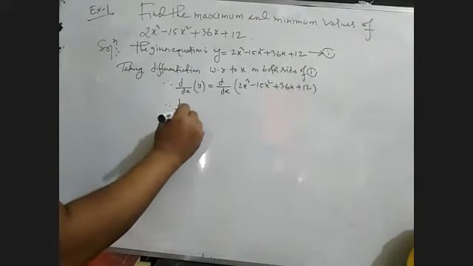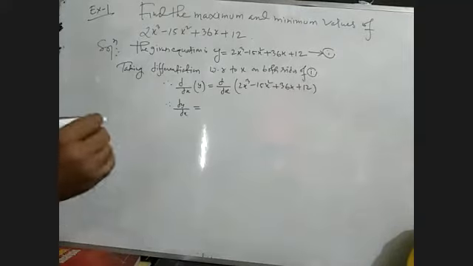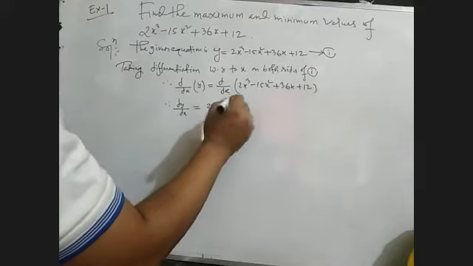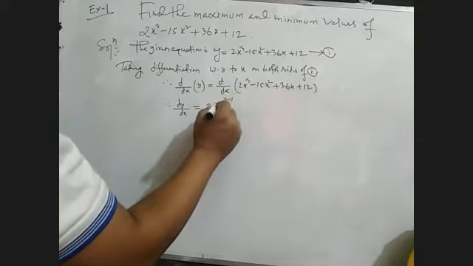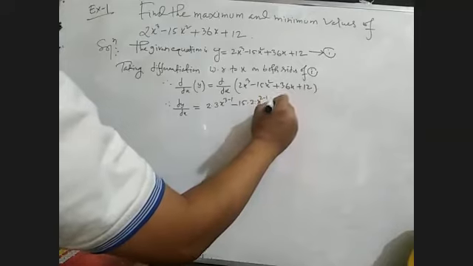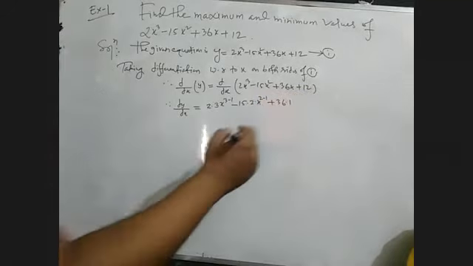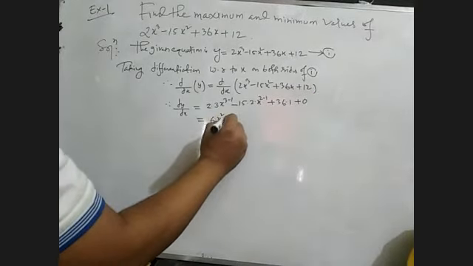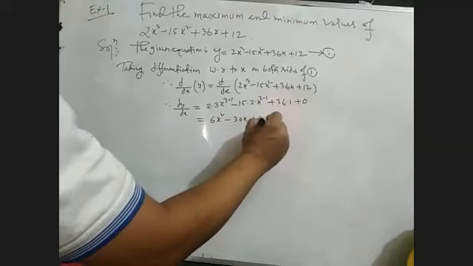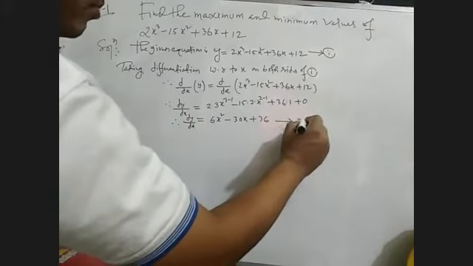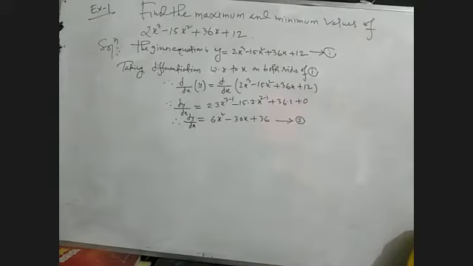Therefore dy/dx, differentiation of y with respect to x: 2 into, using the power rule, x to the power n, the formula is n into x to the power n minus 1. Here x cube, n equals 3, so 3 into x to the power 3 minus 1, minus 15, 2 into x to the power 2 minus 1, plus 36 times the differentiation of x, which is 1, and the differentiation of a constant is 0. So we get dy/dx equals 6x square minus 30x plus 36. This is equation number 2.